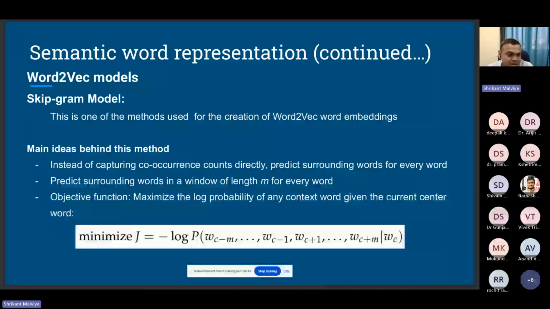The main idea behind this model is, instead of capturing the co-occurrence that we saw in the last method, we predict the surrounding words for every word. This is the objective. You train the model to take a word and its surrounding words, suppose two words previous and two words next, and then one by one predict each word. If you get errors in predicting, you use that error to adjust the weights of the model.